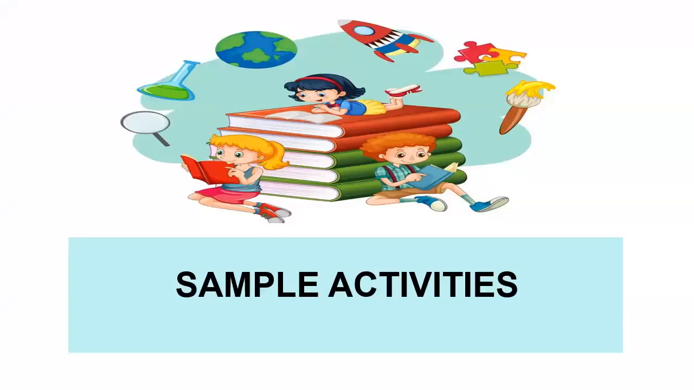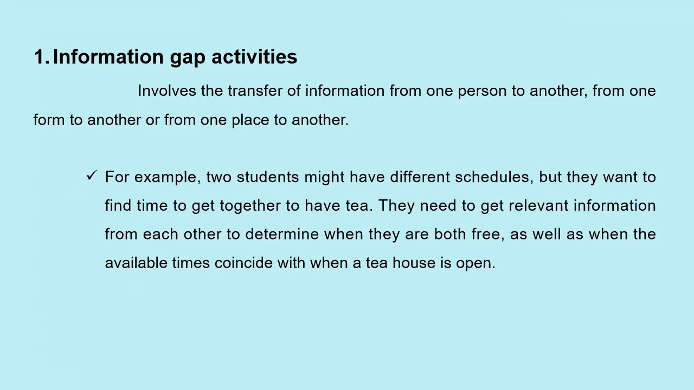So for sample activities, first we have information gap activities, which involve the transfer of information from one person to another, from one form to another, or from one place to another. For example, two students might have different schedules, but they want to find time to get together to have tea. They need to get relevant information from each other to determine when they are both free, as well as when their available times coincide with when a tea house is open.